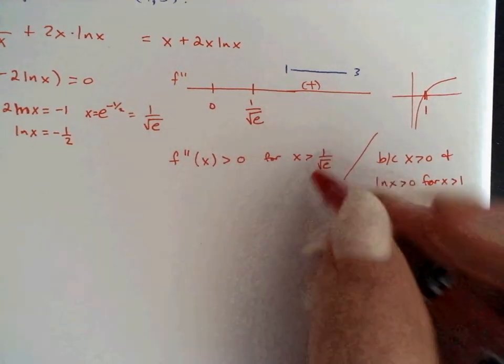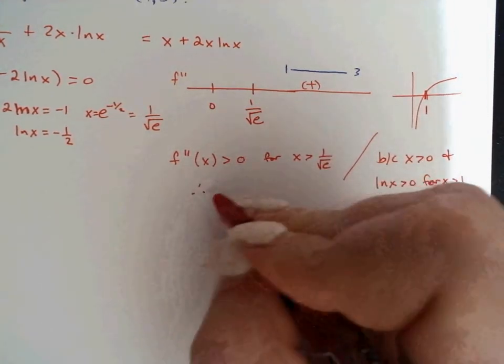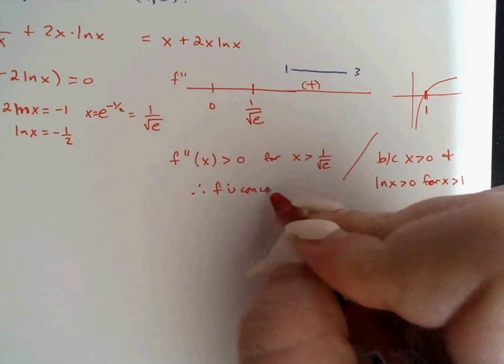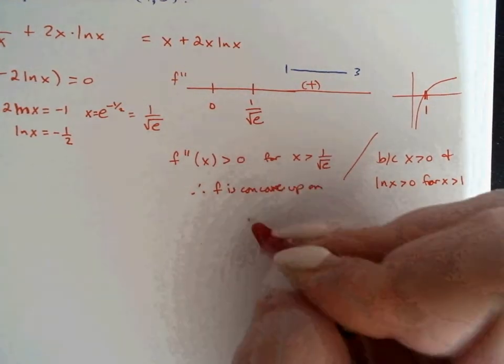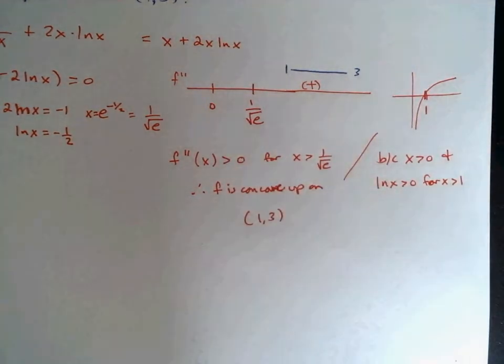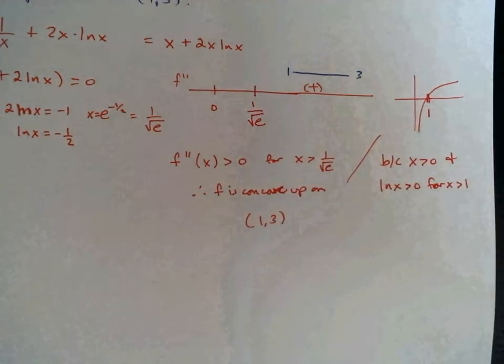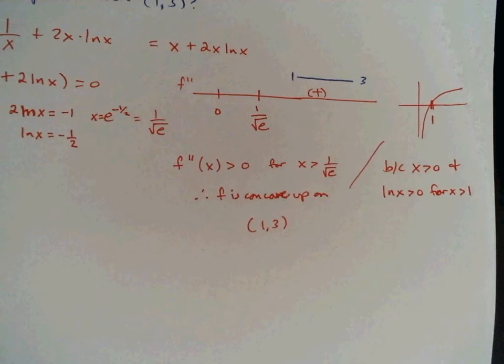F double prime is positive for x greater than 1 over the square root of e. Therefore, f is concave up on the interval from 1 to 3. Your second derivative is positive.